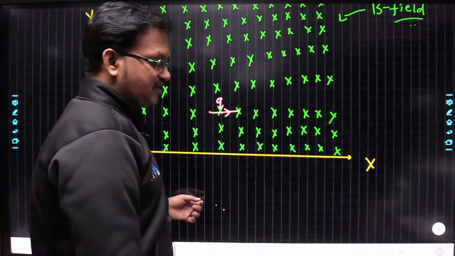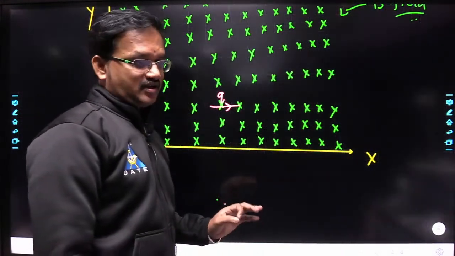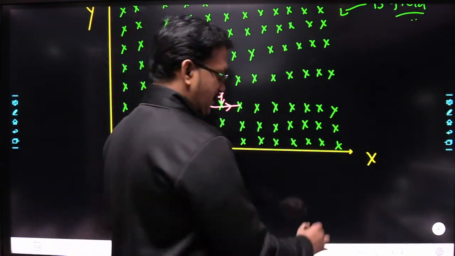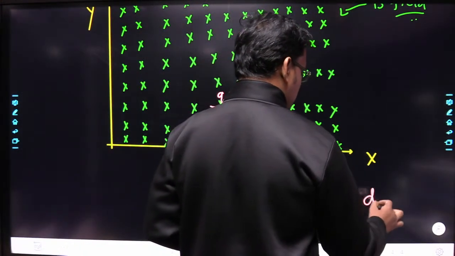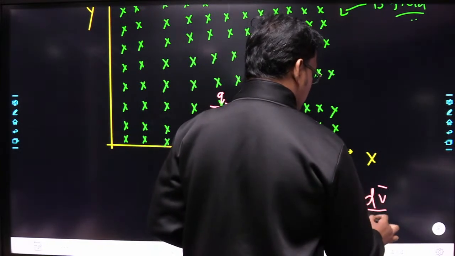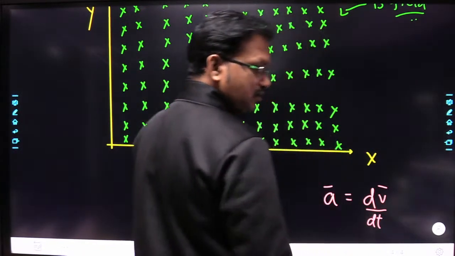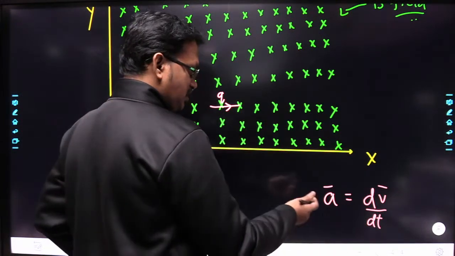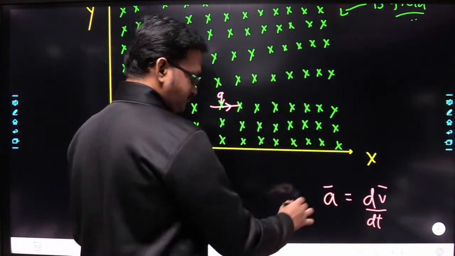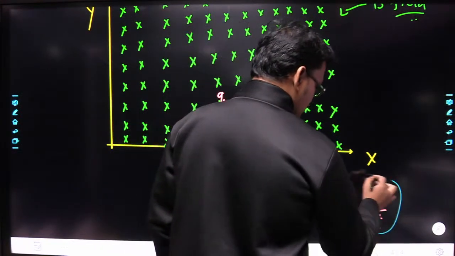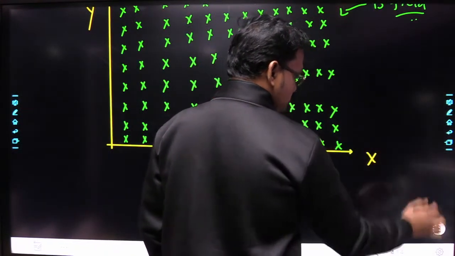See, acceleration is not related to speed. Acceleration is related to velocity. Acceleration is a vector quantity. Yes or no? Acceleration is equal to dv bar by dt. Right? It is nothing to do with speed. Right? Okay. Be specific with your question. I will answer that.